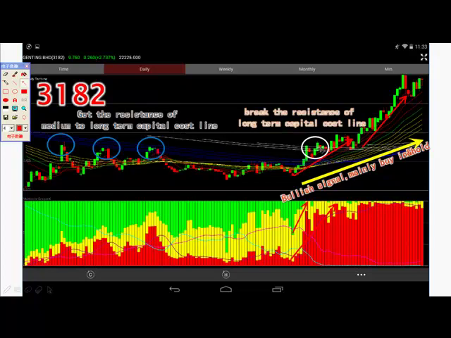So if you are a long-term investor, you could buy in here when it gives a young candlestick and the price could stand stable on the white line. You can buy in.